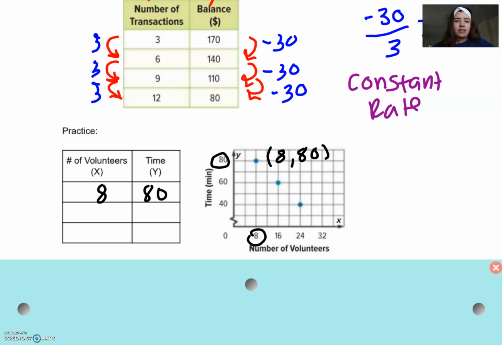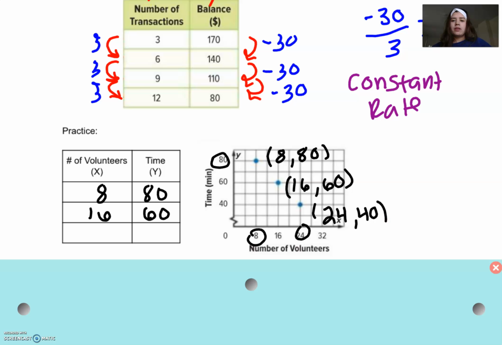Now we'll look at 16. We have 16 at 60 minutes. So on our table, we're writing 16 and 60. And then at 24 volunteers, we are at 40 minutes. So we are going to write 24 and 40.